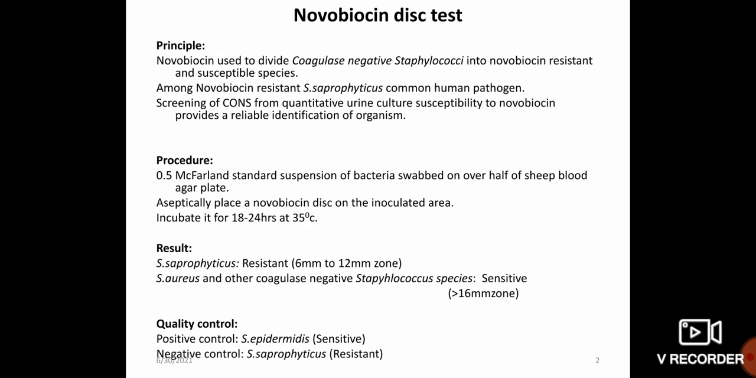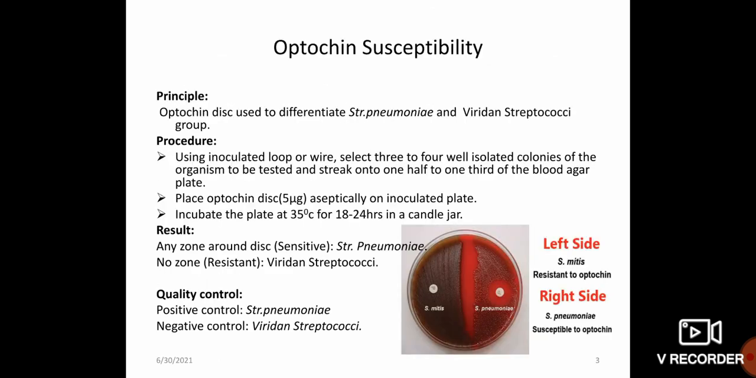Suppose coagulase is negative and the zone size is more than that, about more than 16 mm, it could be another coagulase negative Staphylococcus other than Staphylococcus saprophyticus. So this is about the novobiocin disc. How do you check the quality control? For the positive control, or the sensitive zone, you use Staphylococcus epidermidis, and as negative control for the resistant pattern you use Staphylococcus saprophyticus.